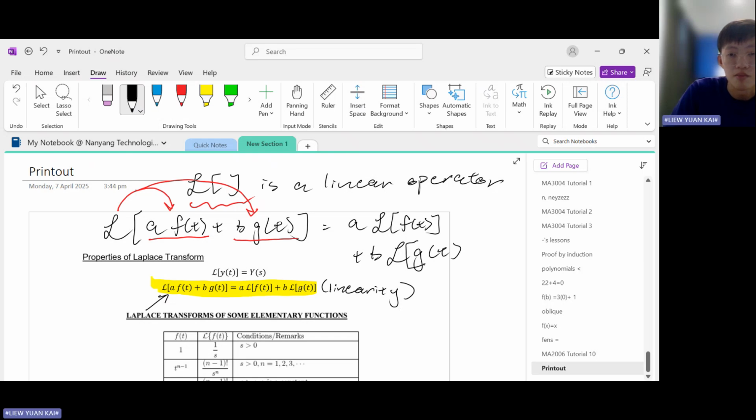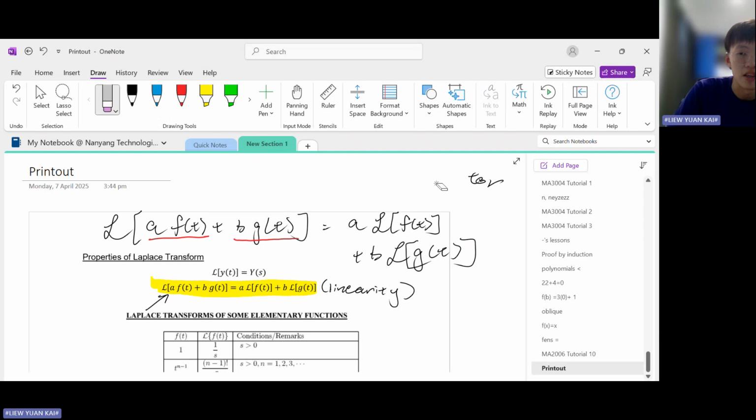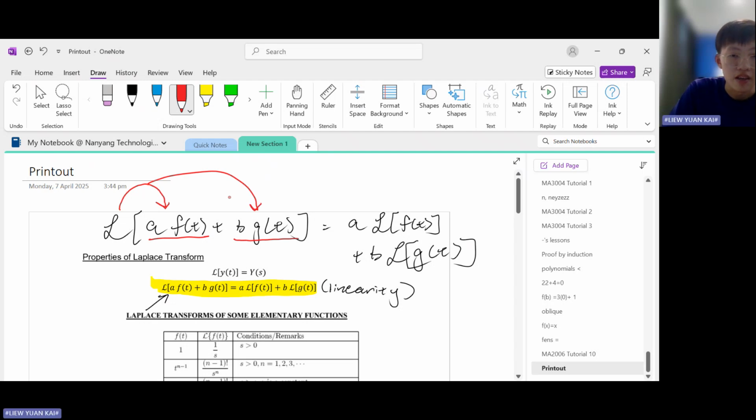Okay? So let me recap again. Laplace transform is said to be a linear operator. So what that means is, first, you can let the operator act on the first and second term. And then when you do that, you can remove the constants outside the Laplace transform. And strictly speaking, it must be constant, okay?